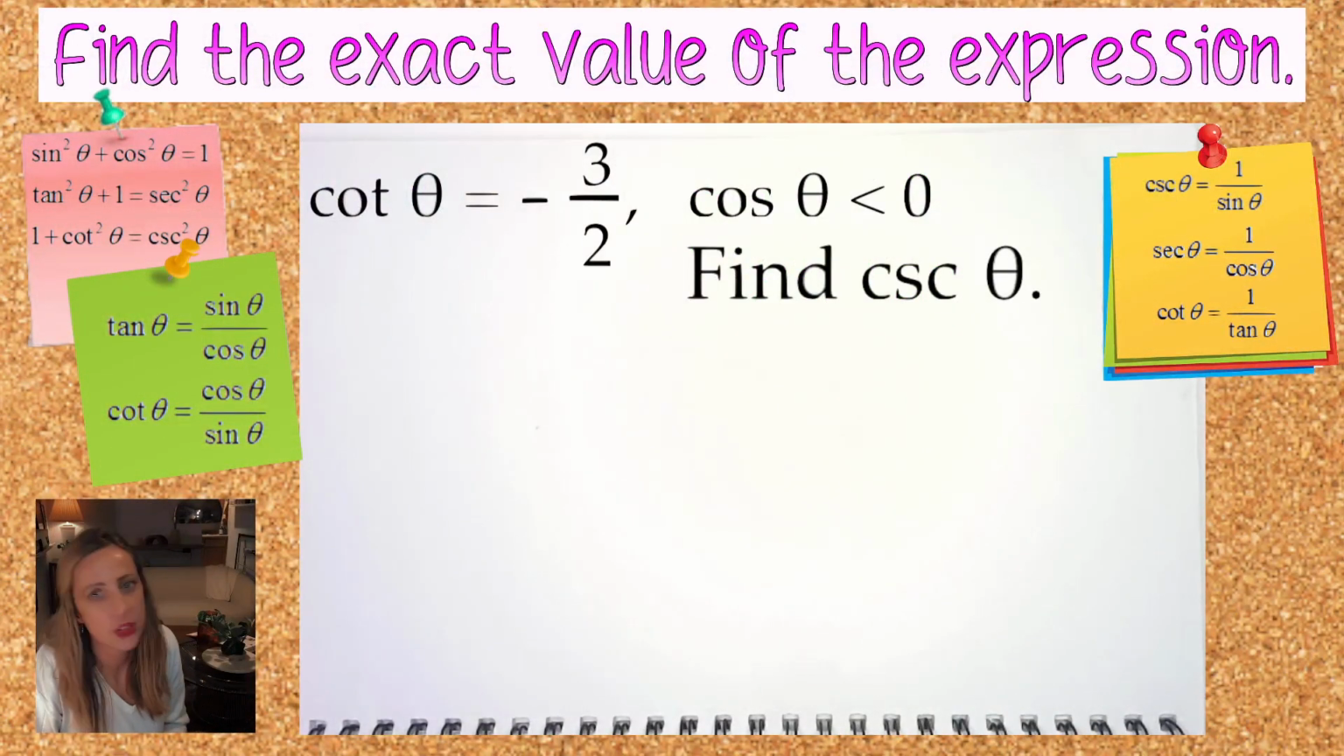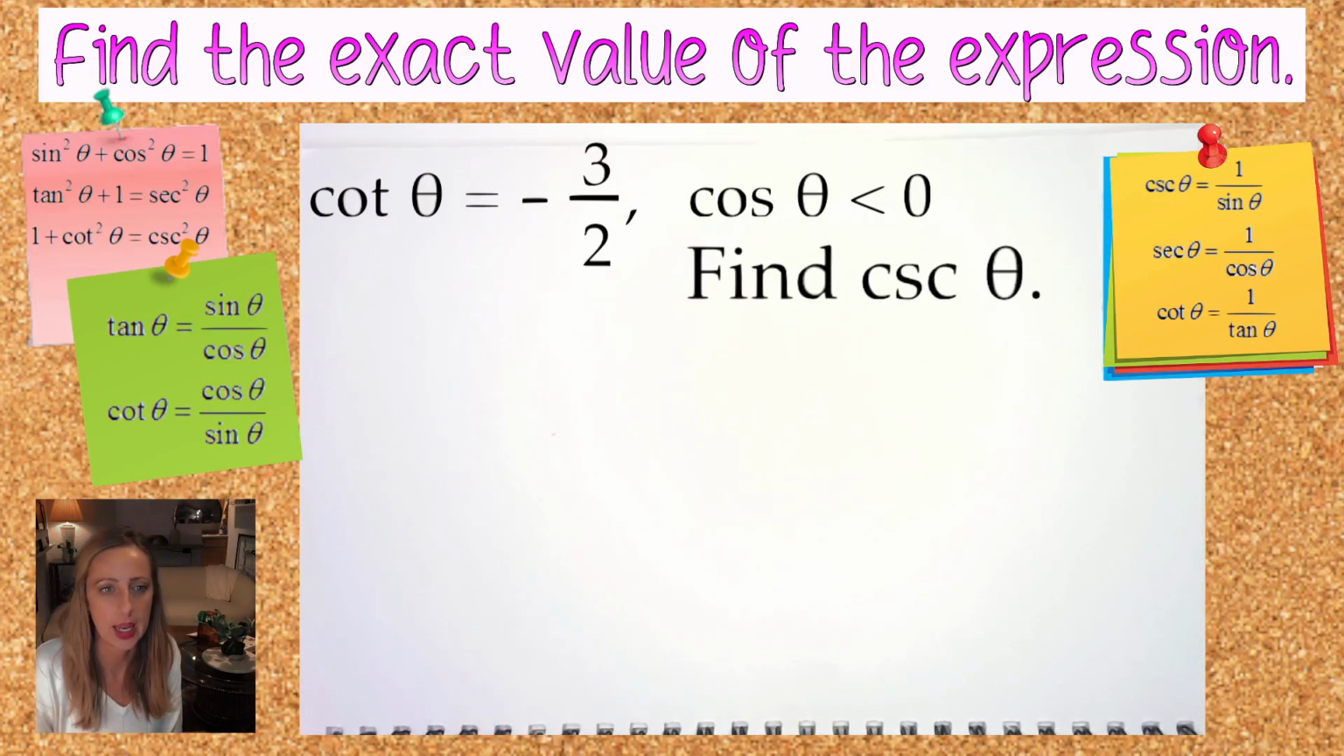Hey everyone, in this video we are going to use the given information that cotangent of theta is equal to the ratio negative 3/2 and that cosine of theta is less than 0, it's negative, and we're going to use that information to find cosecant theta. So let's dive right in.